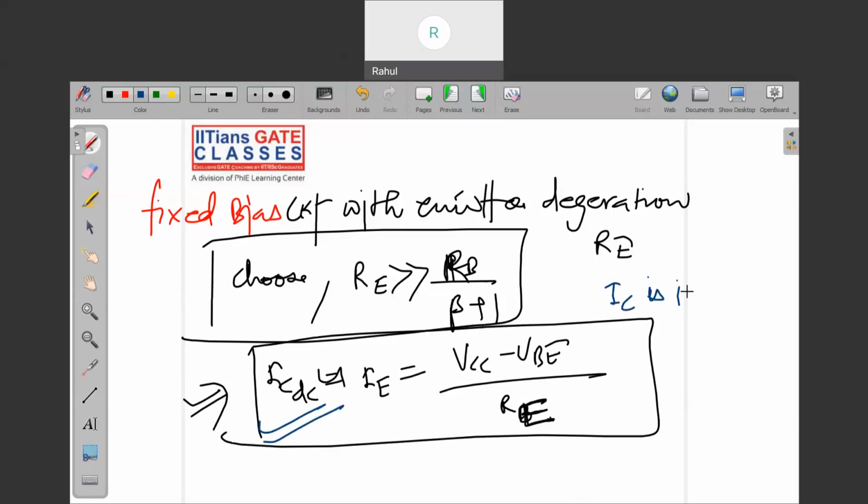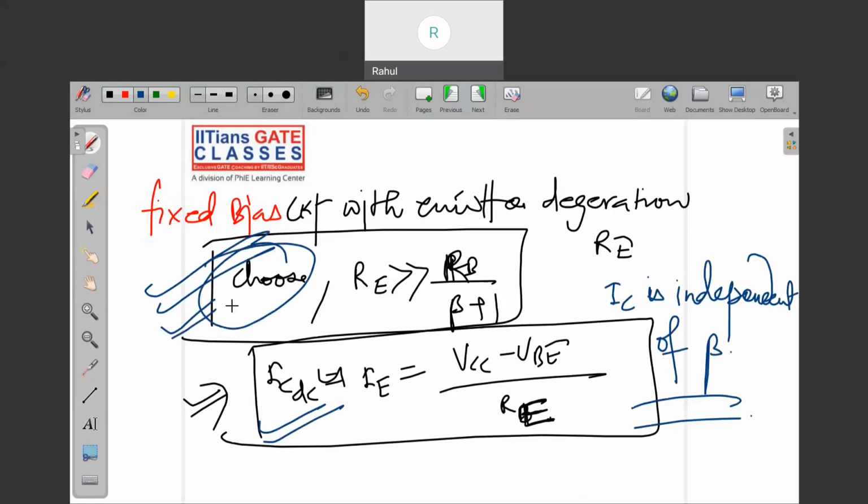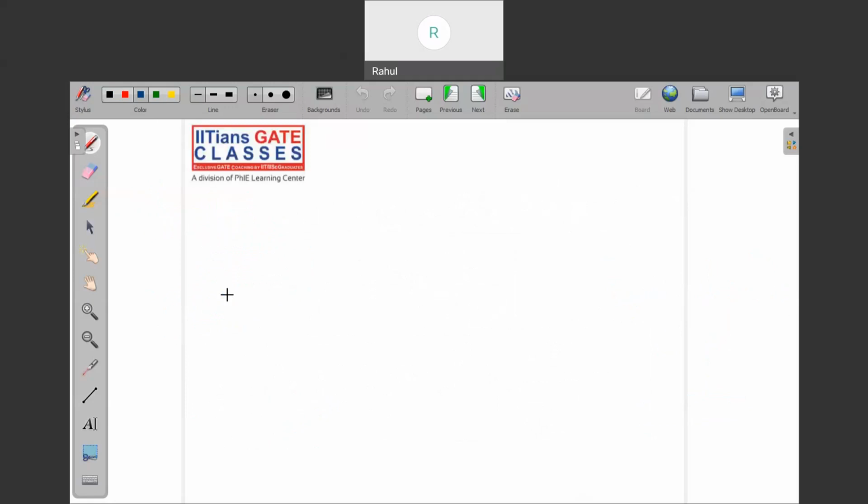IC is independent of beta. Understand? This is very important, because if you keep this design constant, then life is very easy. So that was the fixed bias circuit along with RE, and the very versatile one which we always use is the voltage divider biasing.